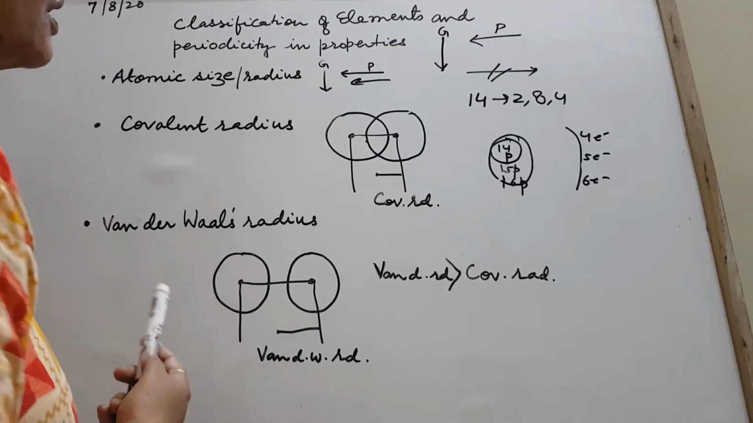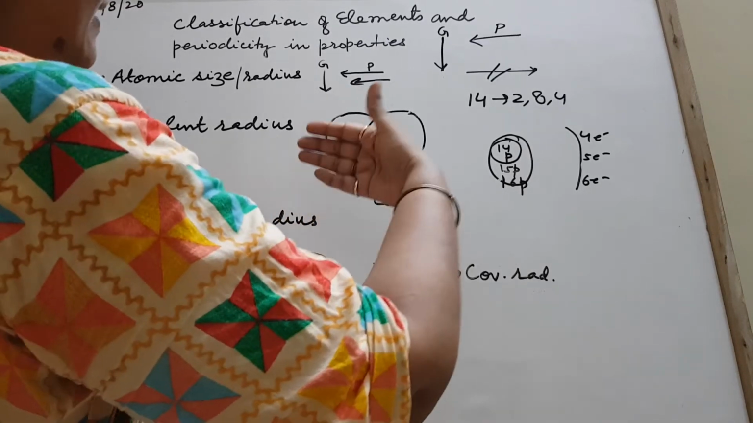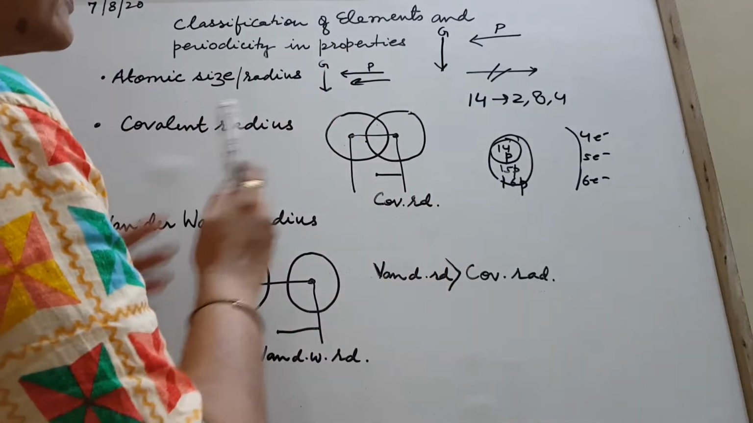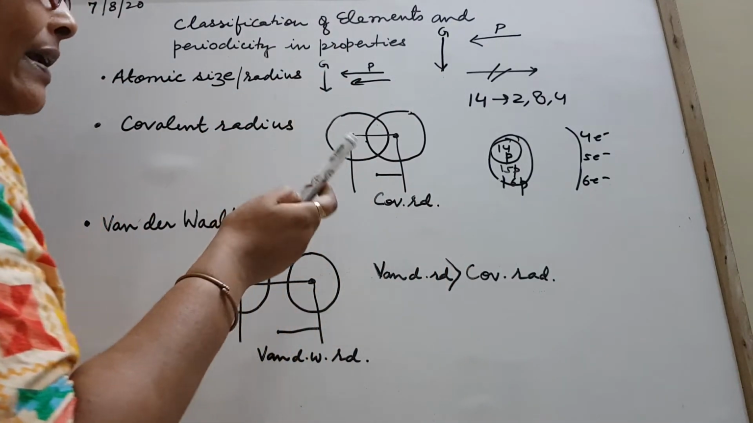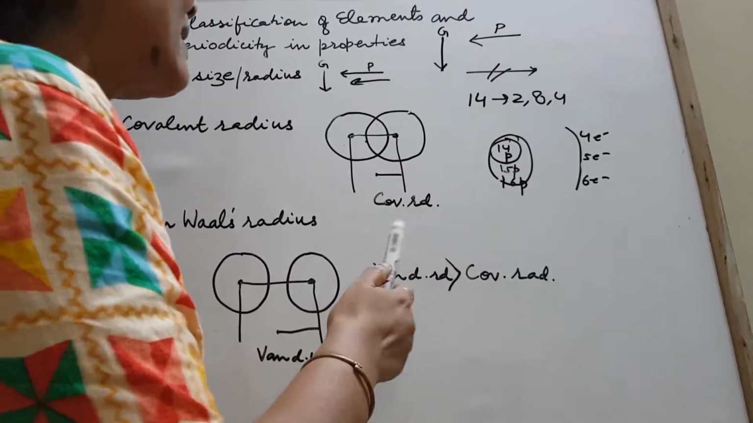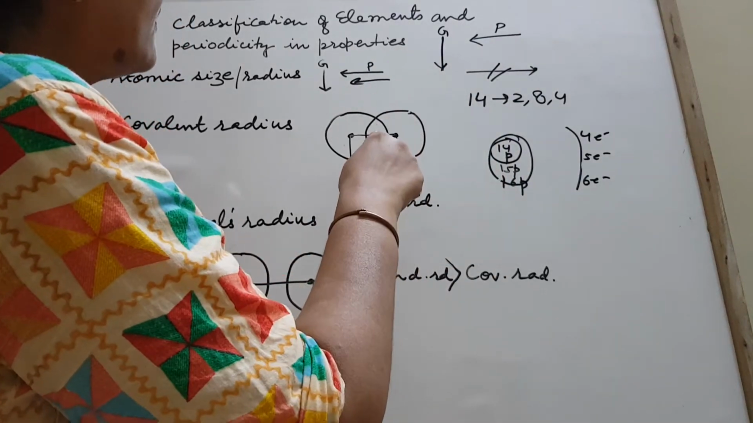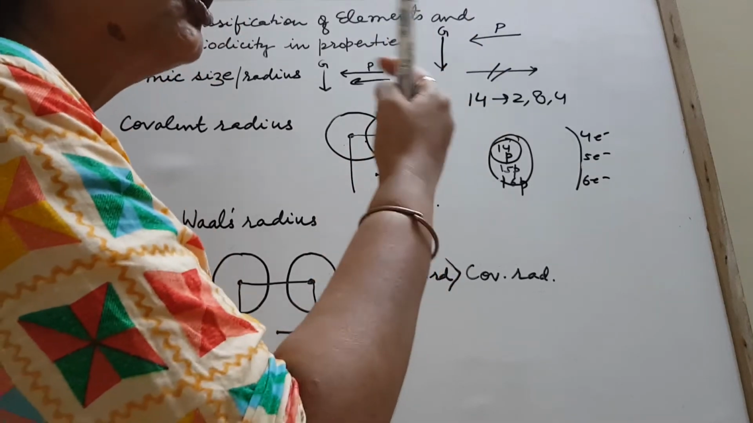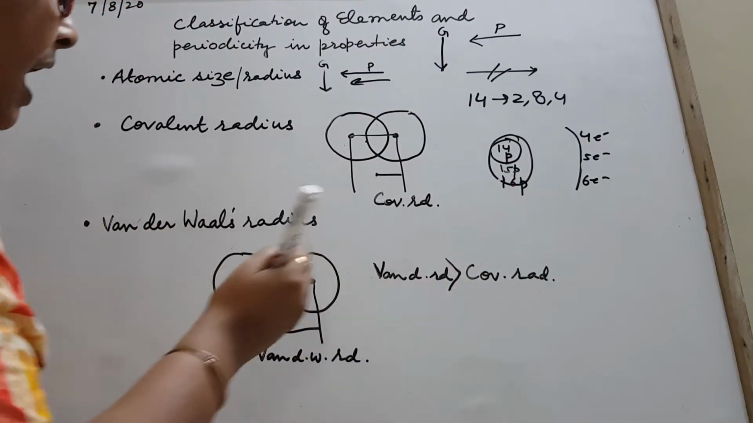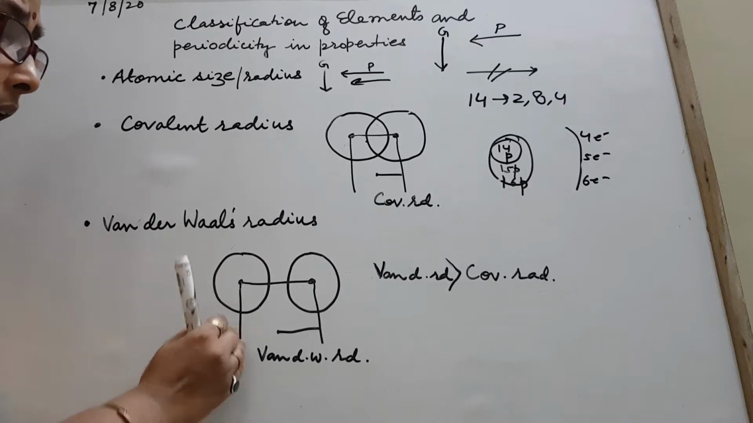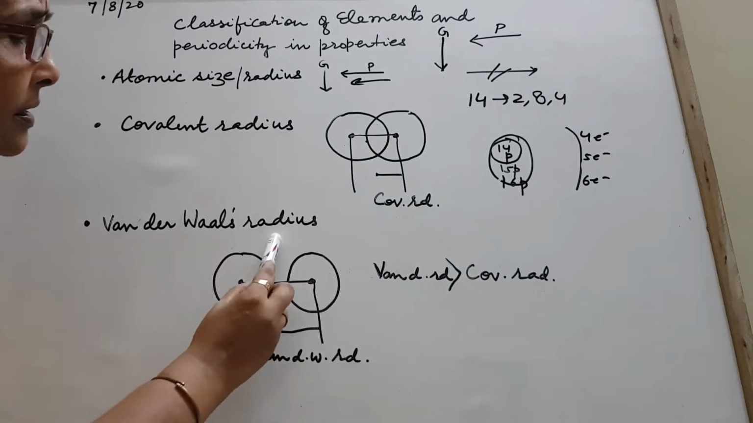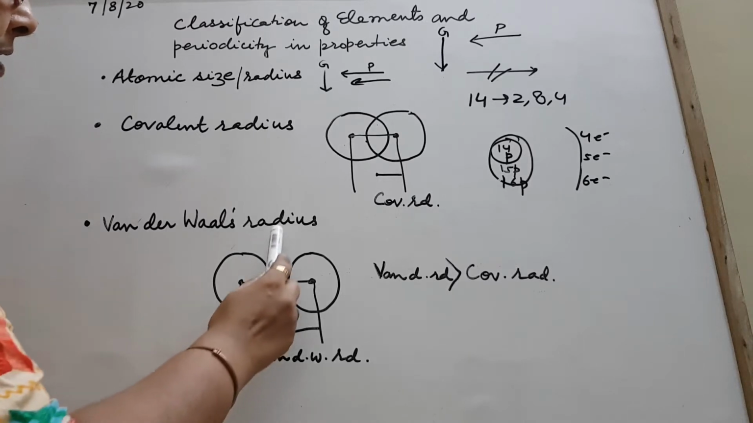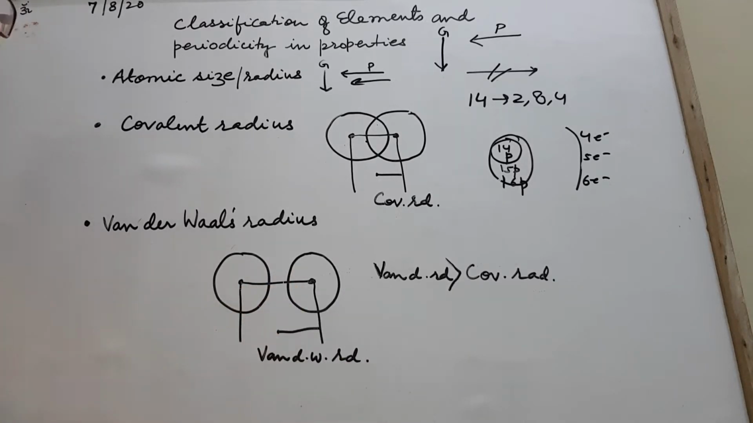Now, children, you see, in covalent there is some sharing. They come closer, overlapping. So the value of this particular atomic radius is slightly lesser or lower than the expected value. And here it is higher than the expected value because this gap is also being measured here, right? This gap is being measured here. So what happens?